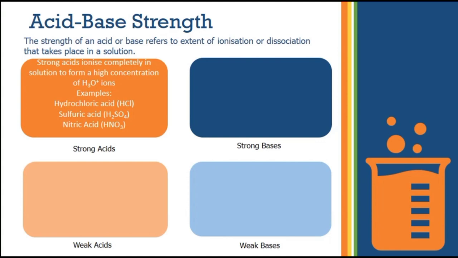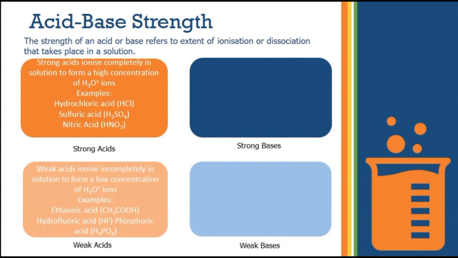The definition of a strong acid: an acid that ionizes completely in solution to form a high concentration of H3O plus ions. So the minute you see HCl, the minute you see H2SO4, the minute you see nitric acid, HNO3, you must know that those are strong acids.